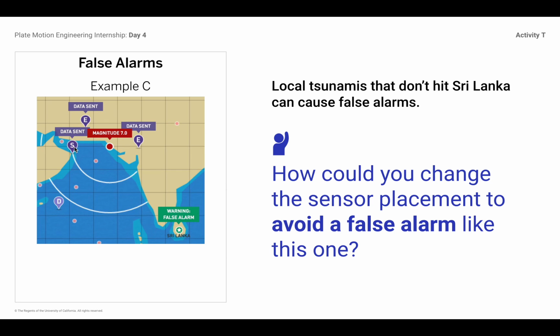Second thing I want you to look at is this shallow sensor. The shallow sensor is placed in shallow water, which is great, but this earthquake caused a local tsunami to form, and the shallow sensor is within that local tsunami. So as soon as that water height hit this shallow sensor, it sent a warning to the people of Sri Lanka. What you need to do is, if you know you have an earthquake that causes a local tsunami, take this sensor and move it outside of that wave, so that it's not going to pick up that local tsunami.